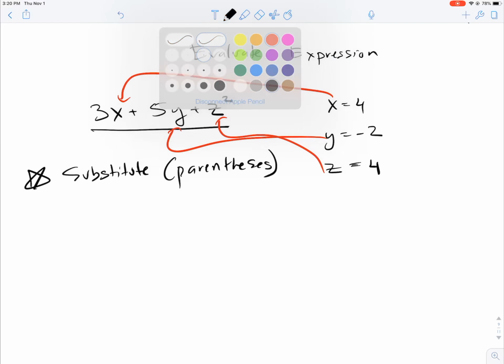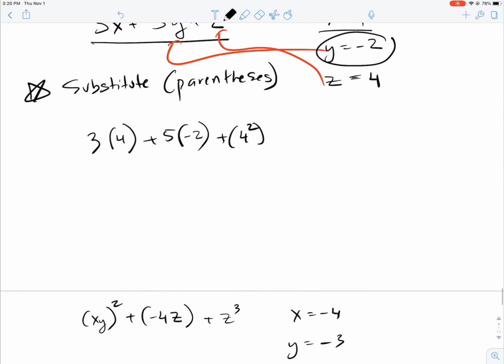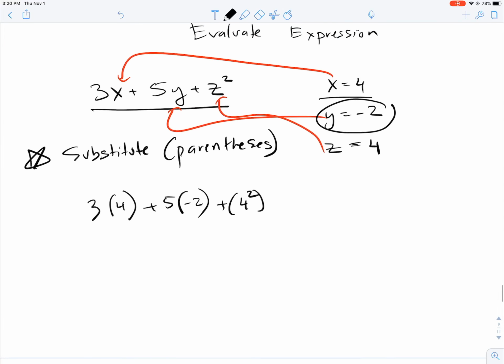Check this out. I have 3 times the x, and in this case x is 4. I'm going to write 3 times parentheses 4, plus 5 times y. Well, I know y is -2, so I'm going to write -2 inside. Last but not least, I'm going to write plus z, whatever z is, which is 4, and 4 squared. Now we can look at this. It will be easier for us to simplify.